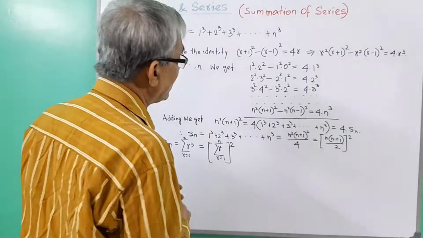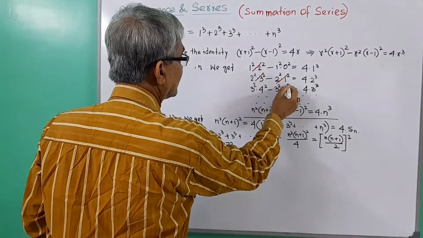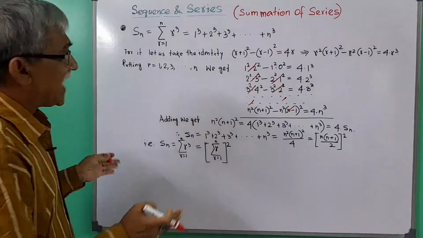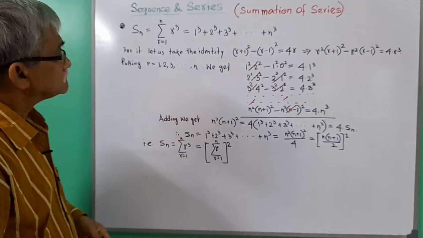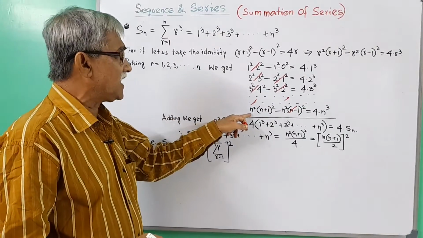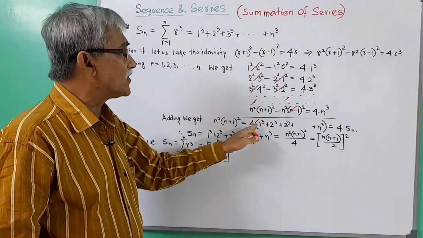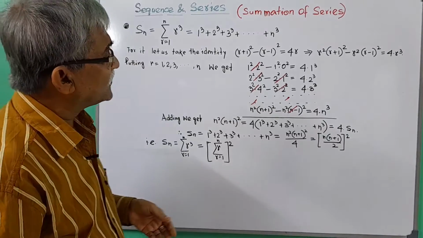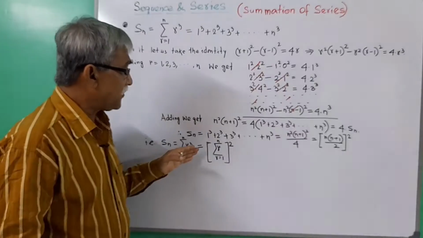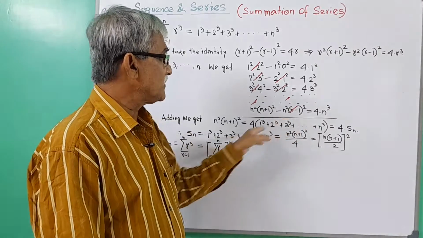Now, we will be adding both sides. This way, this will be nullified. This is already 0 and this is this. This will be cancelling with this, and that way, this is your sum. So, by adding, what we get is n square into (n plus 1) whole square is equal to, in the right hand side, 4 into (1 cube plus 2 cube plus 3 cube, etc.), that we had taken to be Sn. That is for Sn.